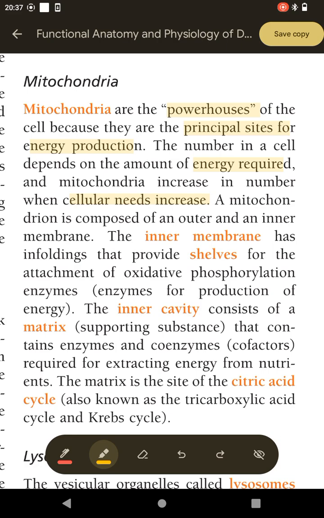Next, the structure of mitochondria. A mitochondria is composed of an outer and an inner membrane. The inner membrane has infoldings that provide cells for the attachment of oxidative phosphorylation enzymes for production of energy. The inner cavity consists of a matrix, a supporting substance that contains enzymes, coenzymes, cofactors required for extracting energy from nutrients. The matrix is the site of citric acid cycle, also known as tricarboxylic acid cycle and Krebs cycle.